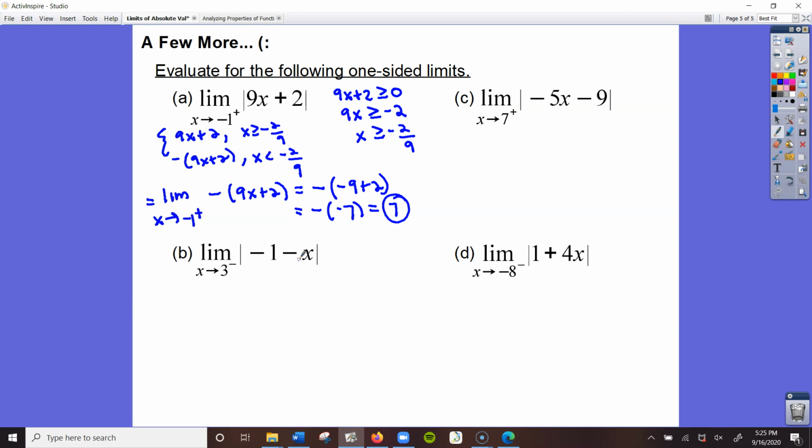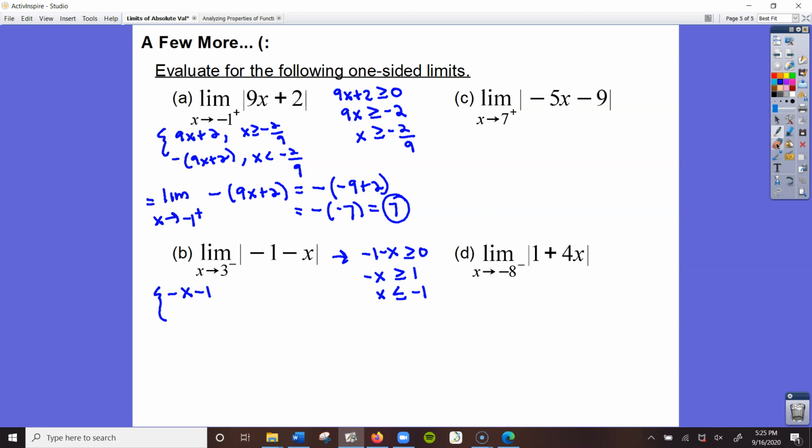Moving on to b, we're going to go ahead and take that negative 1 minus x and write the piecewise. So we have negative 1 minus x is greater than or equal to 0. I'm going to add 1 to both sides, so negative x is greater than or equal to 1. And then we're dividing by a negative, which would switch the sign of your inequality.